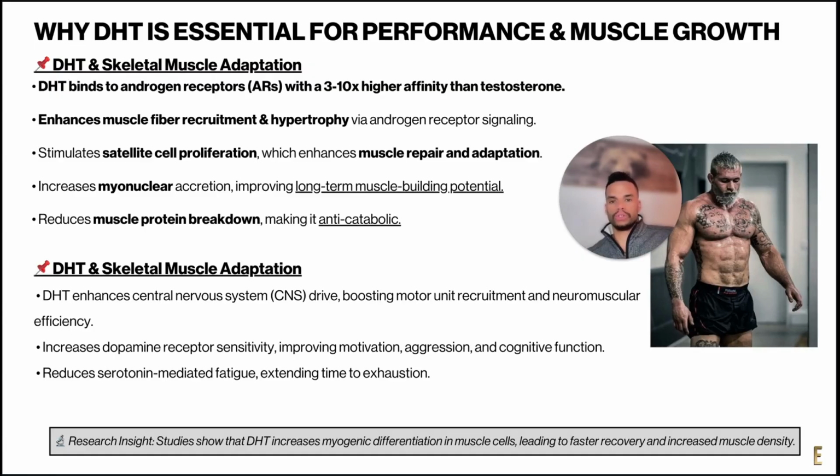DHT can also help reduce muscle protein breakdown, making it an anti-catabolic hormone, which helps you preserve muscle mass, and this is especially critical as you battle sarcopenia when you start to age. So DHT accelerates muscle growth, it prevents muscle loss, and this makes it very, very critical for composition and strength development.